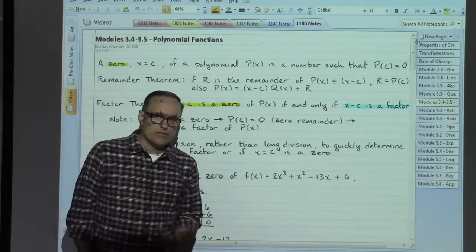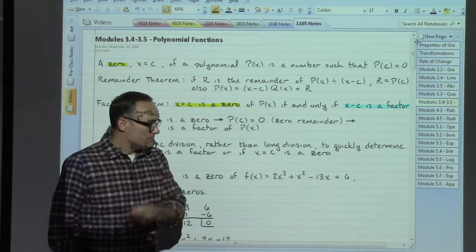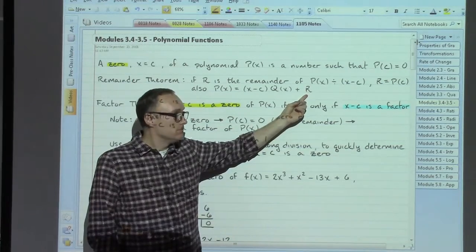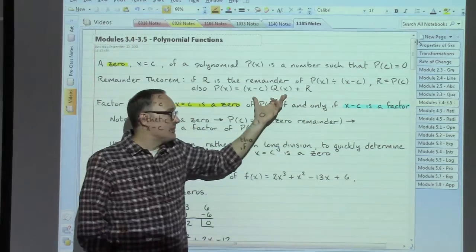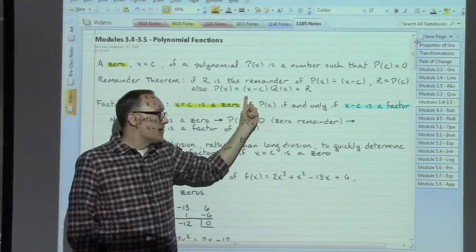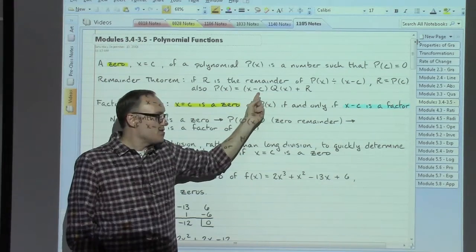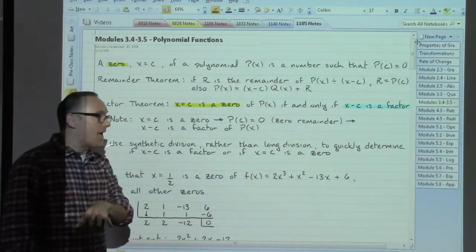What we're really and truly interested in would be when that remainder is 0. That's what we'd be interested in, because that would give us at least a linear factor. x minus c would be a linear expression that is a factor of our polynomial. So we would really dig that.